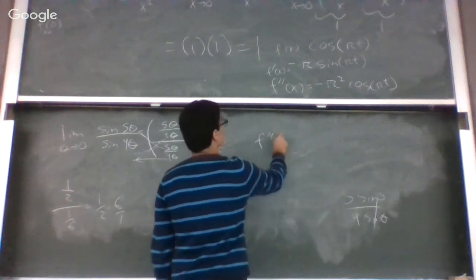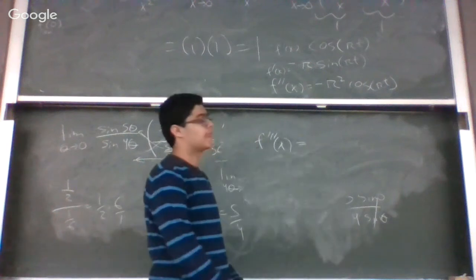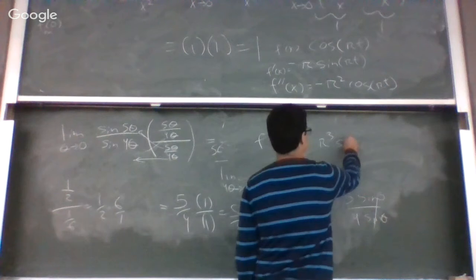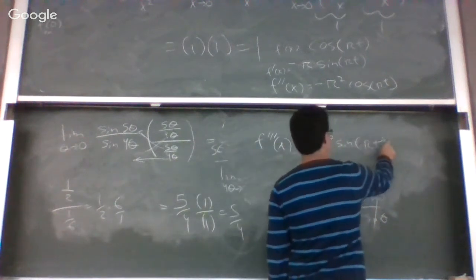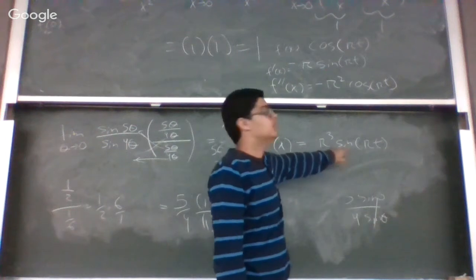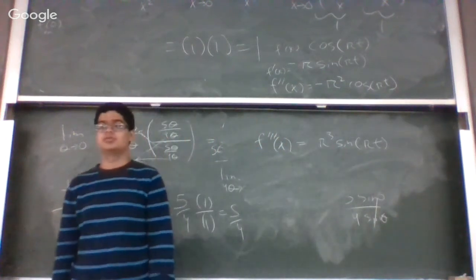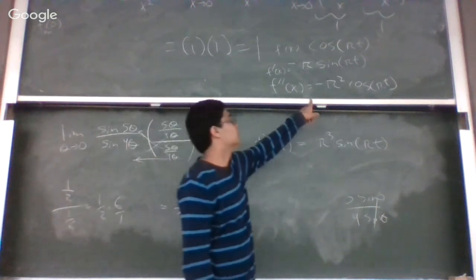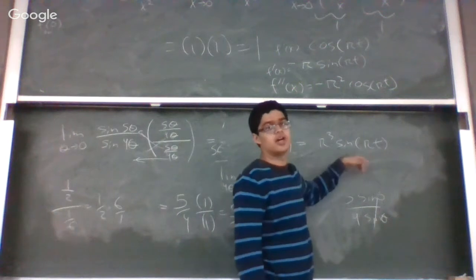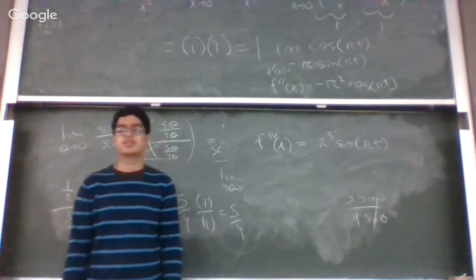So what is the third derivative of that? Pi cubed sine of pi t. The derivative of negative cosine is sine. We take out a pi, so it's pi cubed. You don't really need to memorize the derivative of negative cosine. The derivative of cosine is negative sine, so it's negative, negative, so it's positive. Did that make sense?